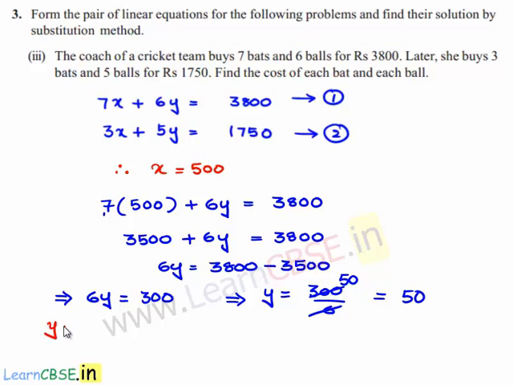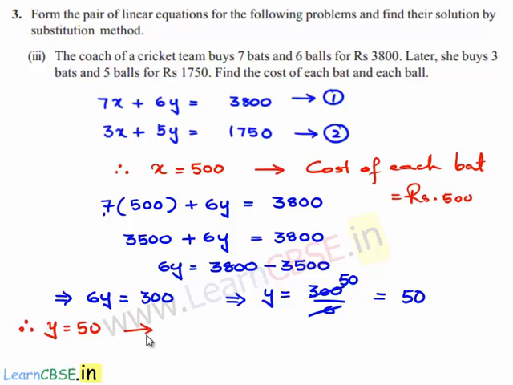Therefore y is 50. We have already found the value of x, which is 500. x is nothing but the cost of each bat. So cost of each bat is equal to rupees 500. y is nothing but the cost of each ball. So the cost of each ball is equal to rupees 50.